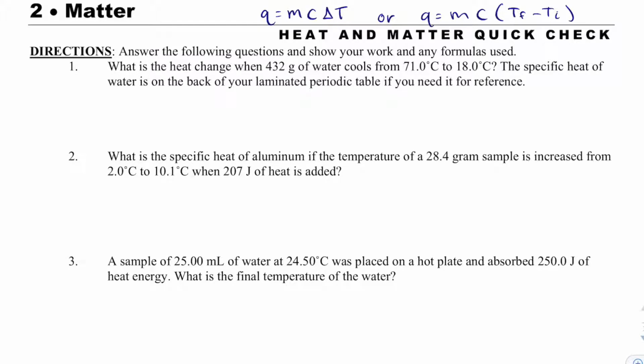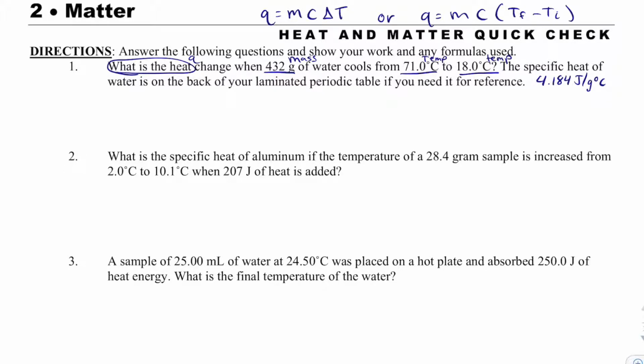So this first question says, what is the heat change? So we're solving for heat. That's what we're solving for. When 432 grams of water cools from 71 degrees Celsius to 18 degrees Celsius, the specific heat of water is on the back of your laminated periodic table, and that is 4.184 joules divided by grams degrees Celsius. We are given mass, and we are given some temperatures.